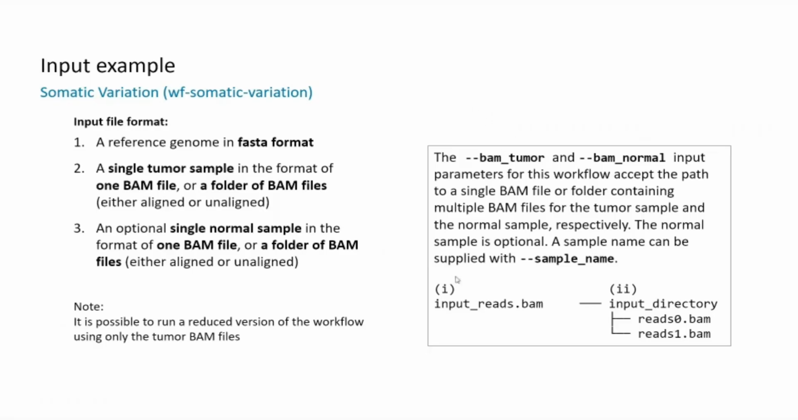So the folders can be arranged in two ways. We can have one single BAM file for one sample. We can also have multiple BAM files for one sample stored in one folder.